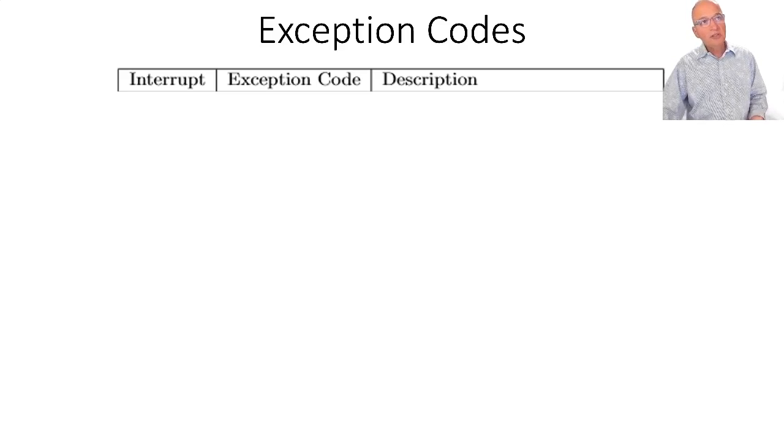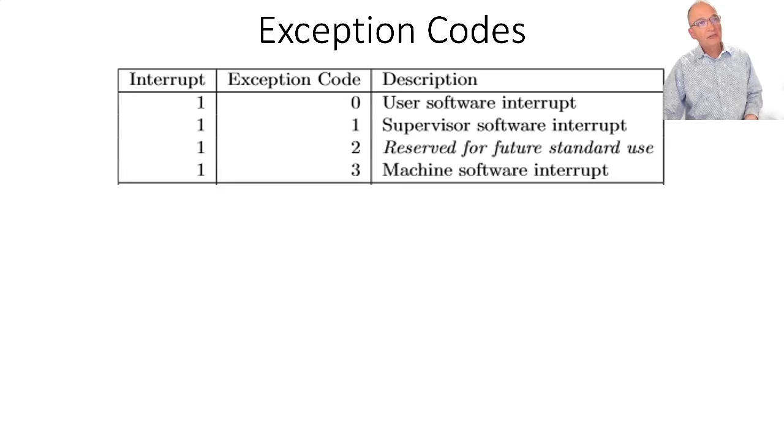There are several codes that can be used to indicate the cause of exceptions. So if I have an interrupt 1, the exception code 0 will tell me that it's a user software interrupt. The exception code 1 tells me that it's a supervisor software interrupt. So a software interrupt is usually when you are asking for a service. For example, an ecall that you do in a program to ask for a printing function is a software interrupt. The exception code number 2 is reserved for future standard use, and the exception code number 3 is machine software interrupt.